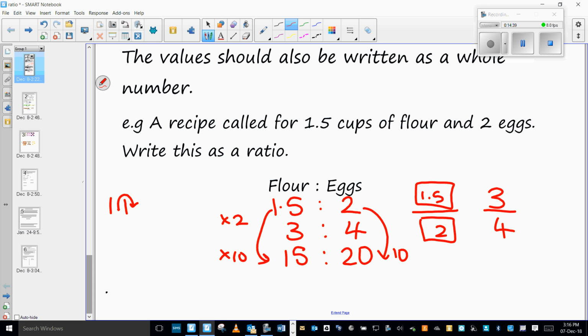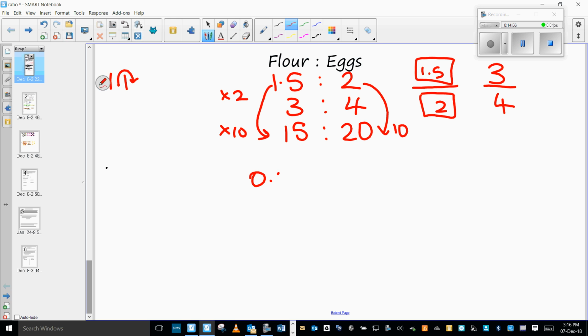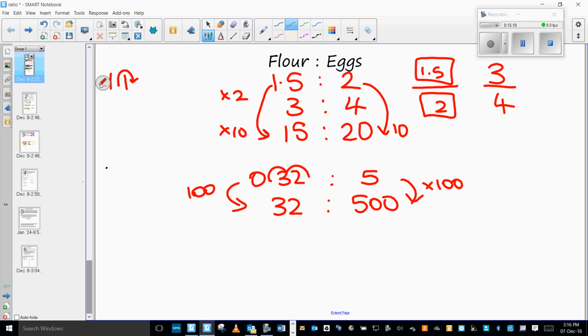Because 1.5, to get rid of our decimal point, remember we know that when we multiply any number by 10, it shifts the decimal point over, doesn't it? So we need our decimal point to just move one place. If we had a number like 0.32, what would we have had to multiply that by? 100. Good girl, 100. So we would have to multiply it by 100. So this would become 32, and this would become 500. Okay. Abby, you okay that it was 100, not 20? Yeah, that's the 2 zeros.